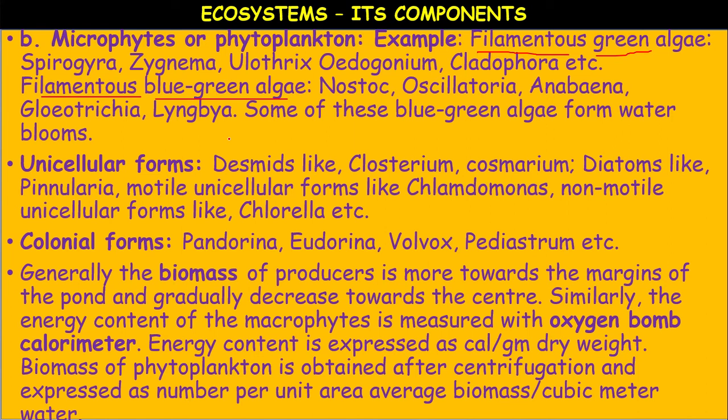The biomass of phytoplankton is obtained after a process called centrifugation and expressed as a number per unit area, average biomass per cubic meter of water. So the biomass of phytoplankton is obtained by centrifugation, and after that expressed as a number per unit area, average biomass per cubic meter of water.